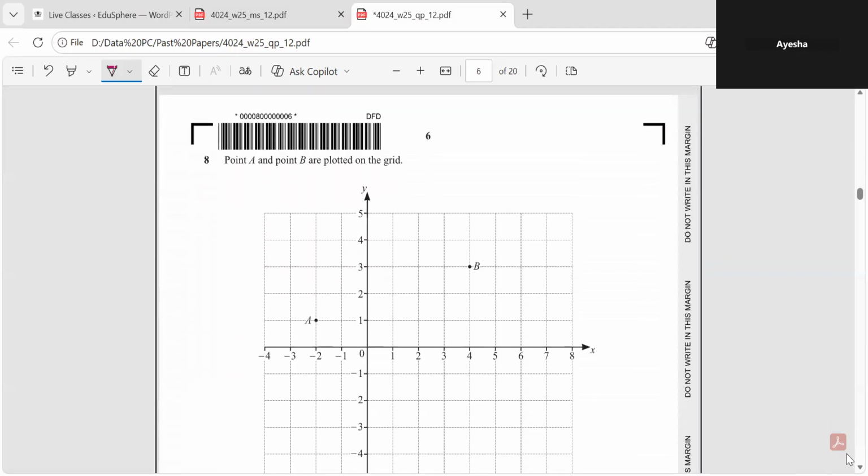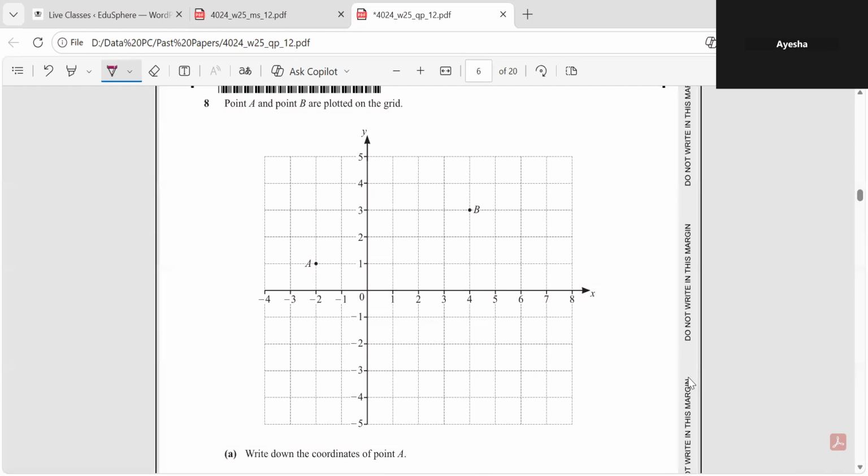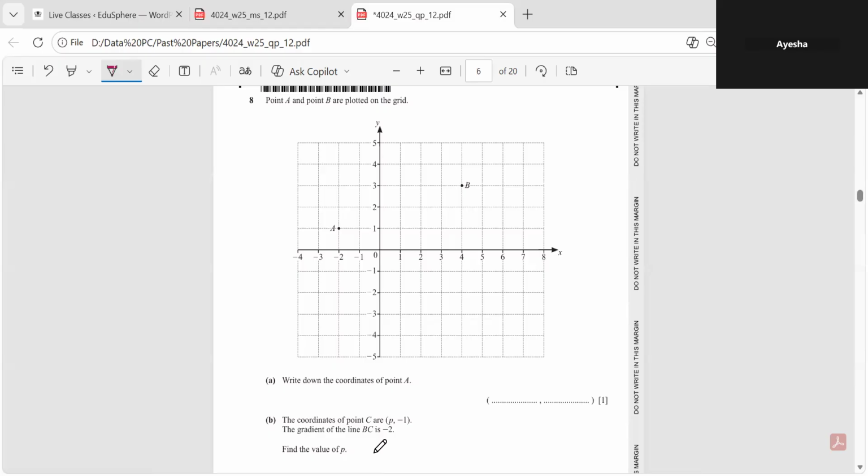Now look at this. These are the two numbers. If I just zoom out, write down the coordinates of the point A. We can say the coordinates of the point A, because it has -2 as the x-coordinate and +1. So the coordinate of point A will be -2, comma, +1. Now they say that the coordinates of the point C are p, comma, -1. So p, comma, -1 means that this may lie anywhere here. And the gradient of the line BC is -2.